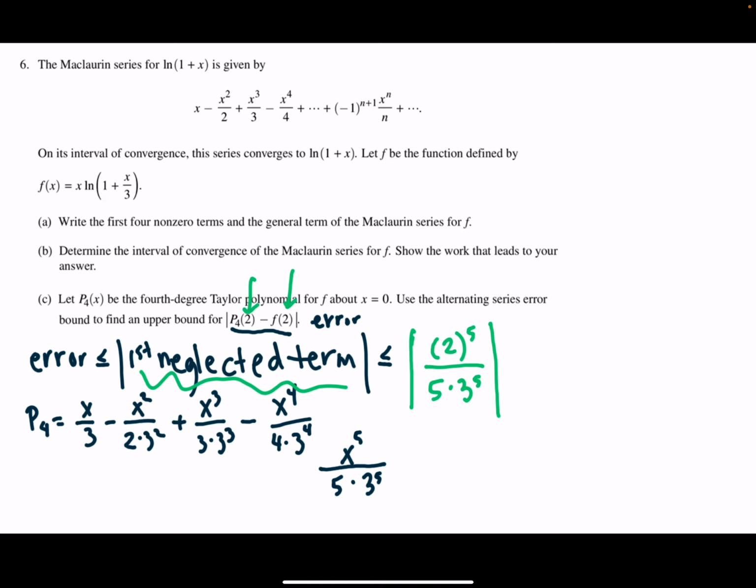Normally they ask me to show that it's less than a certain number, but they didn't ask me to compare it to anything. So that's it. I used the alternating series error bound, which is strictly the first neglected term. I figured out the first term we left off with, which has an exponent of 5, because we ended with an exponent of 4. And there we go.